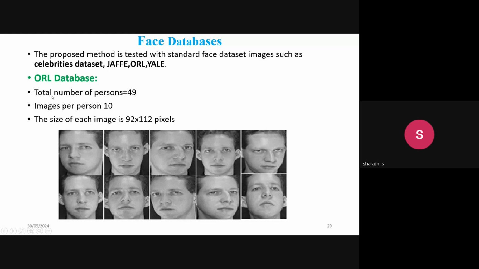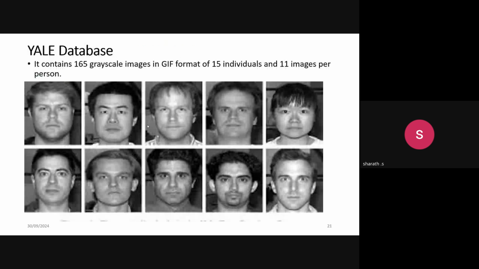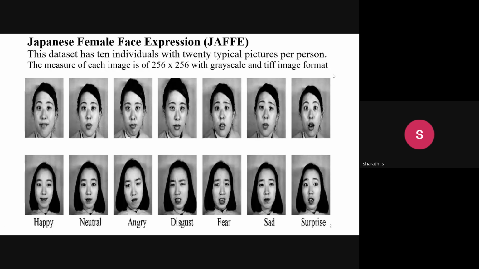The overall database has a total of 49 persons, and per person you have 10 images. The size of the image is 92 by 112 pixels. The YALE database contains 165 grayscale images in GIF format of 15 individuals, with 11 images per person. Next is the JAFFE, Japanese female face expression. This dataset has 10 individuals with 20 typical pictures per person. The size of the image is 256 by 256, grayscale, and the format is TIFF.